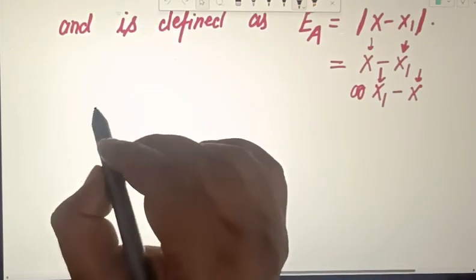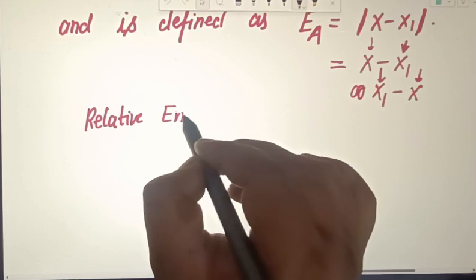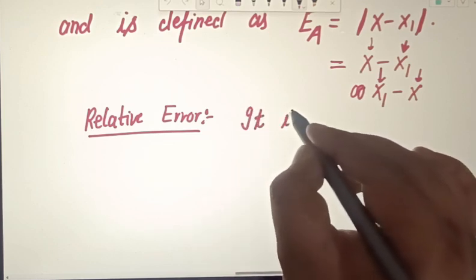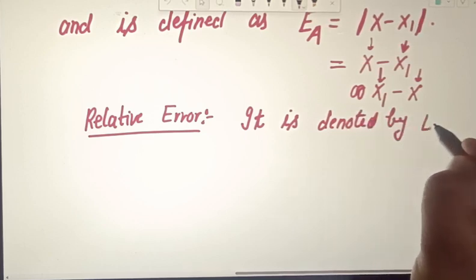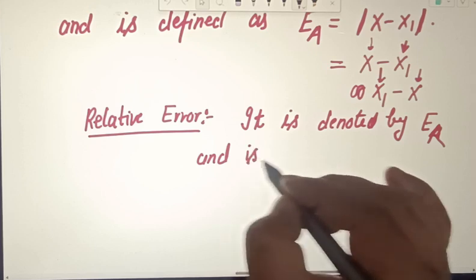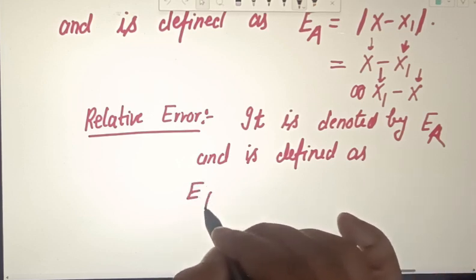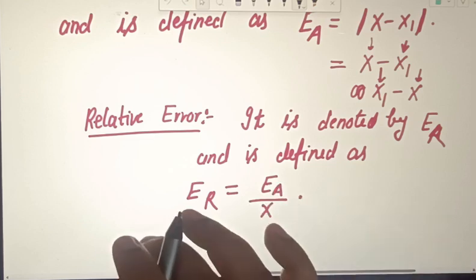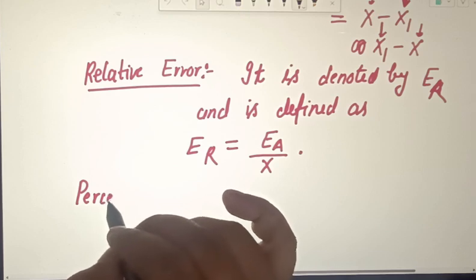Now we talk about the relative error. It is very simple. Okay, relative error. How will we decide the relative error? It is denoted by ER, and is defined as, these are very simple definitions, ER is equal to EA, the absolute error, divided by its true value, okay, relative error. Now we talk about percentage error, okay, percentage error.